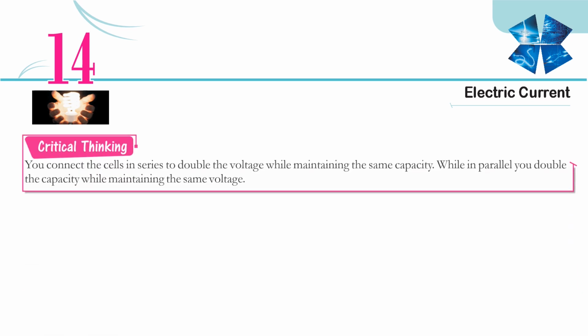Critical thinking. You connect the cells in series to double the voltage while maintaining the same capacity. While in parallel, you double the capacity while maintaining the same voltage.